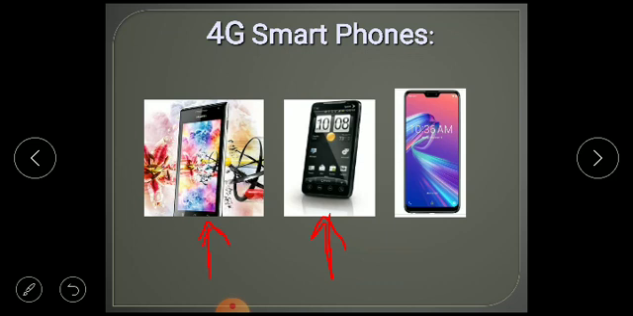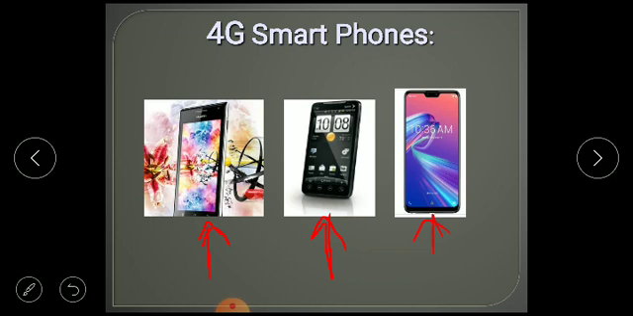Later, it was developed by Samsung, and nowadays we have several companies like Oppo, Realme, etc. Several brands are there, and this is the kind of smartphone we are using now.